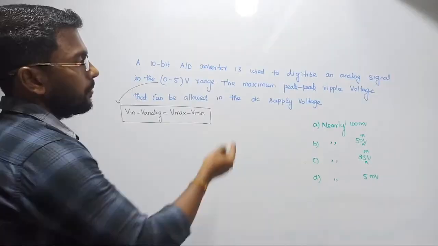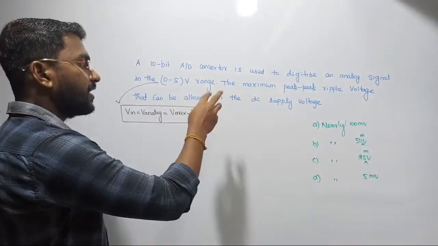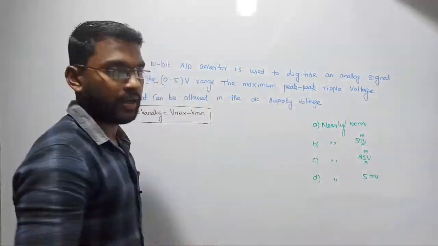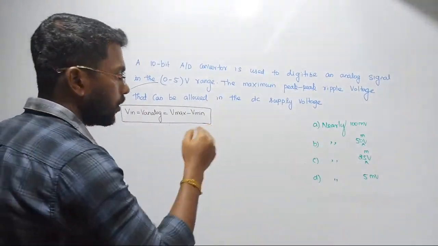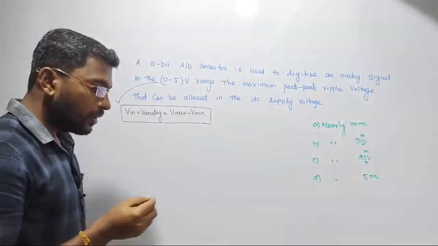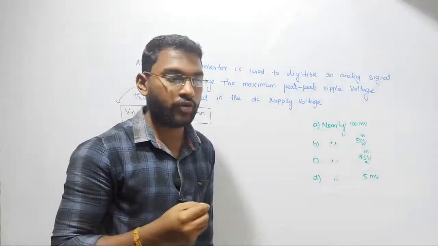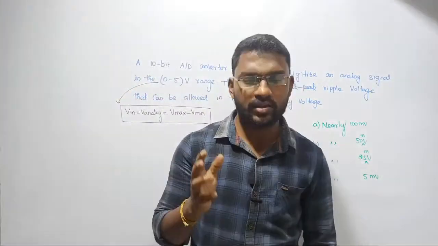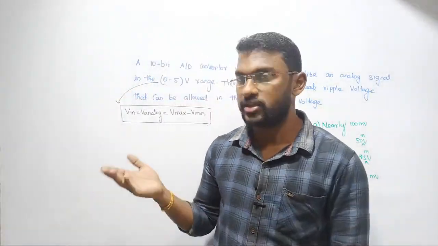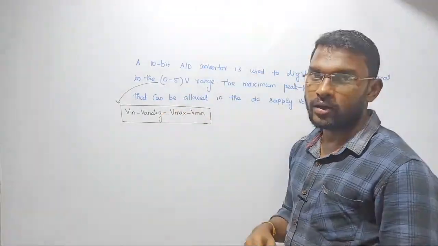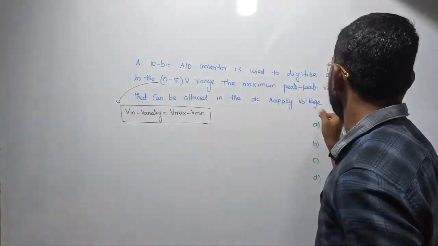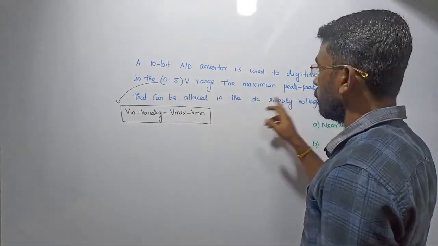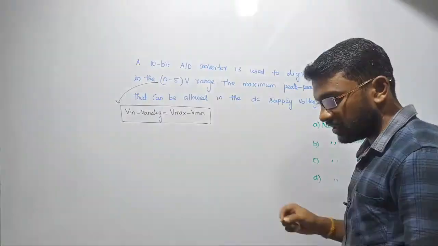Next, the maximum peak to peak ripple voltage that can be allowed in the DC supply voltage, right? How much maximum peak to peak voltage can you allow from the DC supply voltage, and how will you decide that? The maximum voltage is defined as peak to peak, the range from minimum to maximum. How much you can allow is the question, right? That is the ripple voltage that can be allowed in the DC supply voltage.